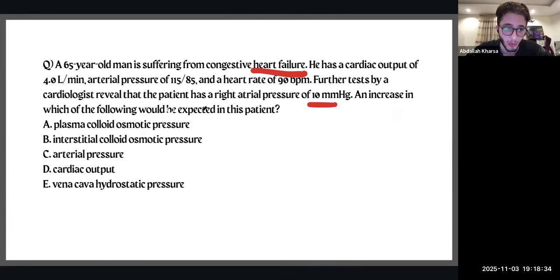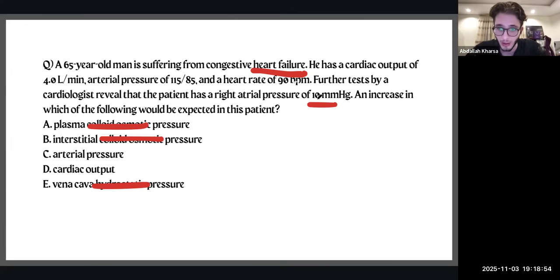An increase in which of the following would be expected in this patient? These are some confusing words. I just want you to cross out hydrostatic, cross out colloid osmotic, cross out this. Okay. Just what do you guys think is going on in this patient? Not what do you think is the answer?